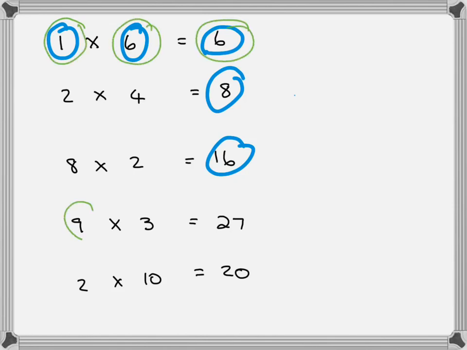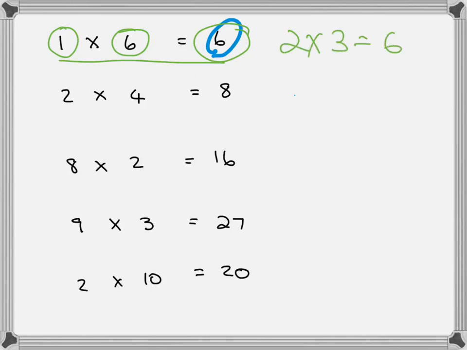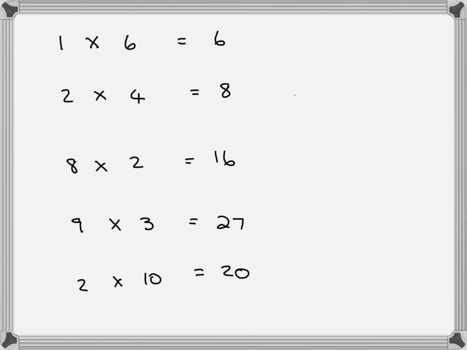Okay, let's choose another one. 9 times 3 equals 27. So the ones that are multiplied have a special name. They are called factors. So if we were to say, what are the factors of 6? We would say, in this particular situation, 1 and 6 come to 6 over here. We know that 2 times 3 can also come to 6. Those would be two more factors of 6. But in this particular example that I've given you here, what are our factors of 6 here? They are 1 and 6. They are the factors that come to the number on the other side, 6.